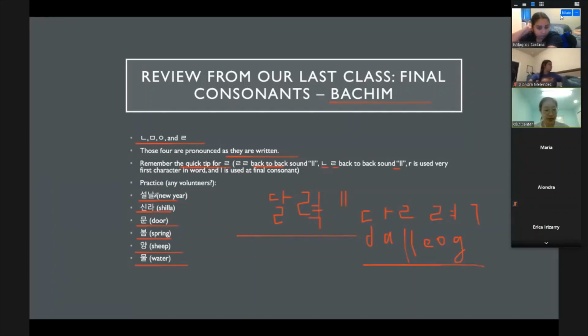Like this example right here, 설날 and 신라, you see how this one is a liur and then niun back to back, niun, liur back to back. Therefore, it's LL. This one will also be LL if I have to write it this way. And whenever you have liur in the very first character of the word, it will be an R sound. If it's the final consonant, then it will be the L sound. So 설날, 신라, 문, 봄, 양, 물.